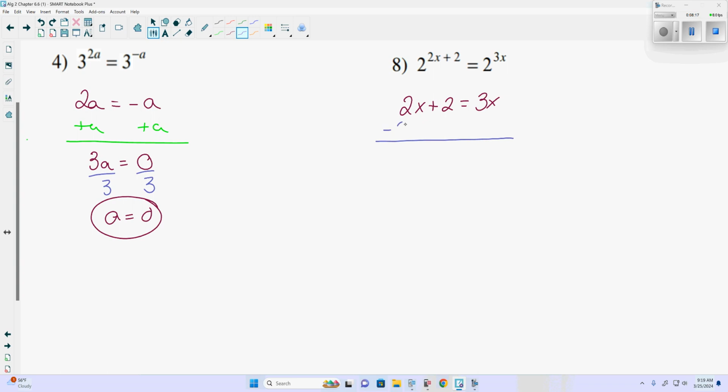We can subtract 2x. And if we subtract 2x, well, our 2x plus 2 becomes 2. Our 3x minus 2x becomes x. X is equal to 2 and we're done. I mean, it could be that we have to do a few more steps, but really, that's it. Questions on these so far? We're good with these here, yes?